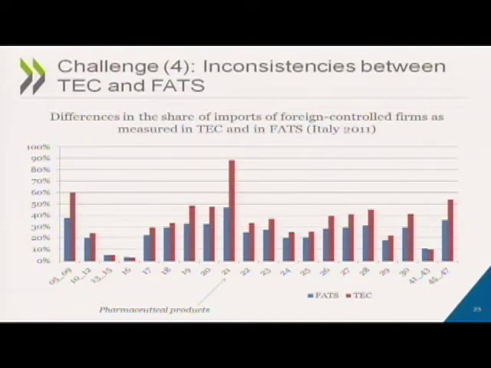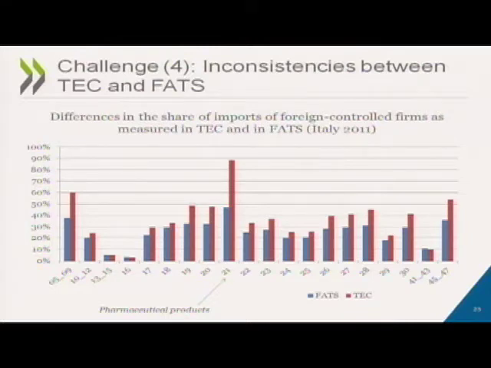More inconsistencies: TEC and FATS data. One of the new innovations in TEC has been to ask about foreign ownership of the exporting and importing firms. In the FATS data, there is a question that asks foreign and domestically owned firms whether they import or export, and if so, how much. Again, theoretically, this is exactly the same information. We want to know, for the firms active in our country, are you engaged in trade, and are you foreign owned, yes or no? What you see here, for example, are the differences in the share of foreign-owned firms in imports, comparing the TEC data and the FATS information.